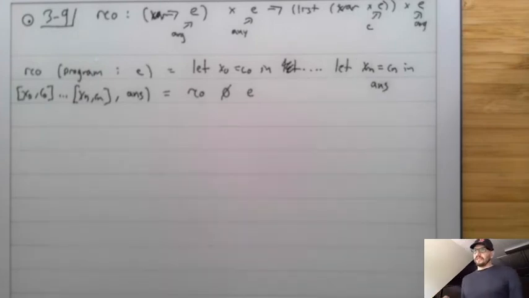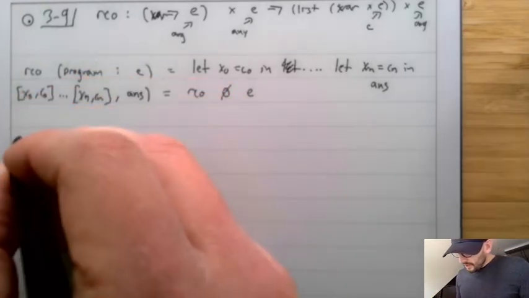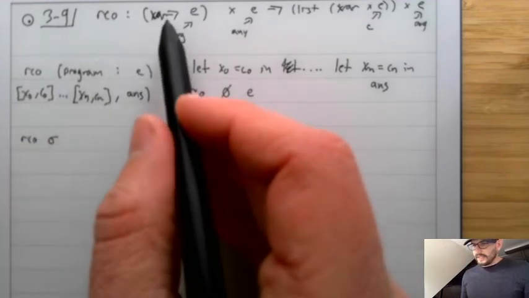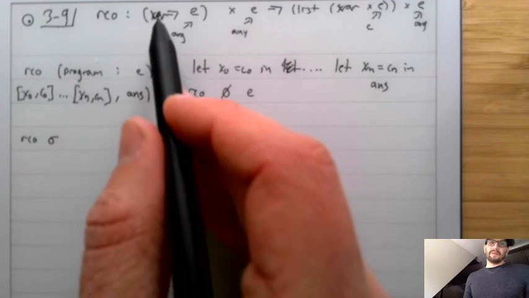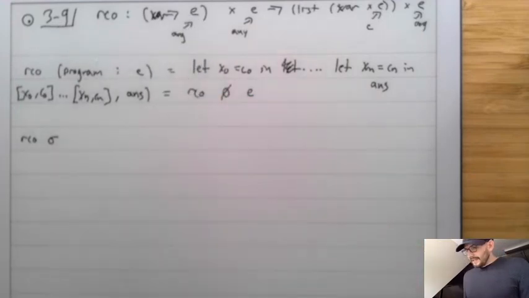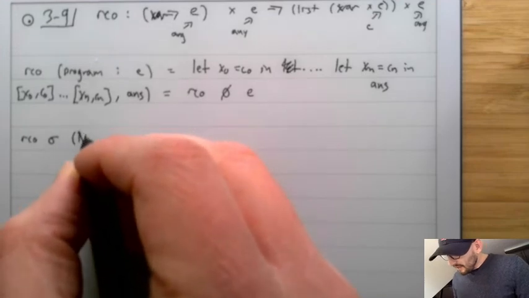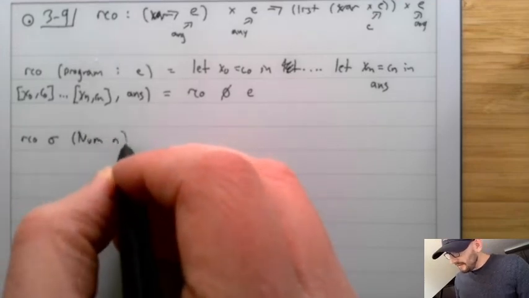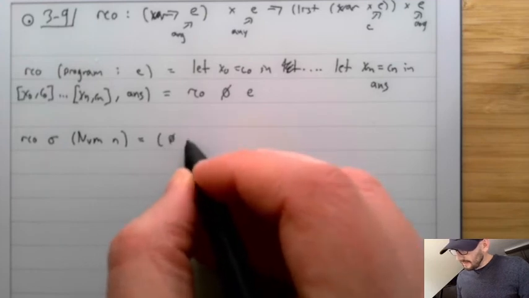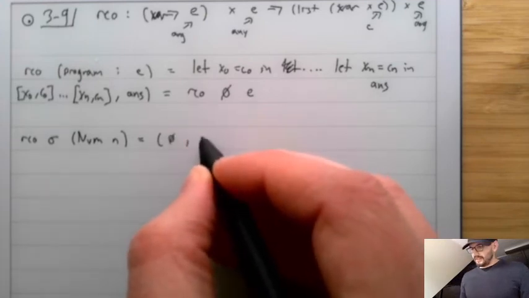All right, now how is this going to work? So when we call RCO and we give it, we're going to call this thing rho also because it's a renaming of this variable for some argument. If you give it a number, n, then we'll return a pair of an empty list and just the number n.